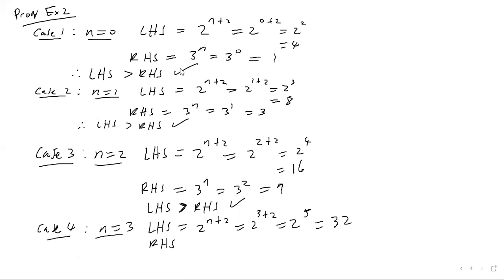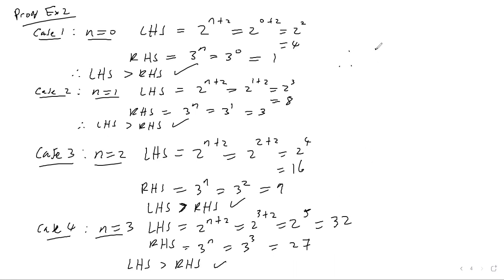So our right-hand side in this case is 3 to the power of n, but n is 3, so we get 3 to the power of 3, which is 27. So still 32 is a bigger number than 27. So the left-hand side is bigger than the right-hand side in this case.